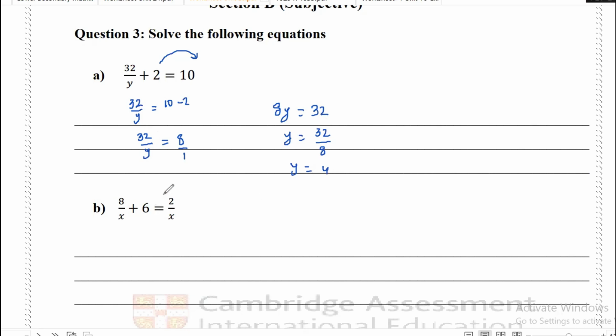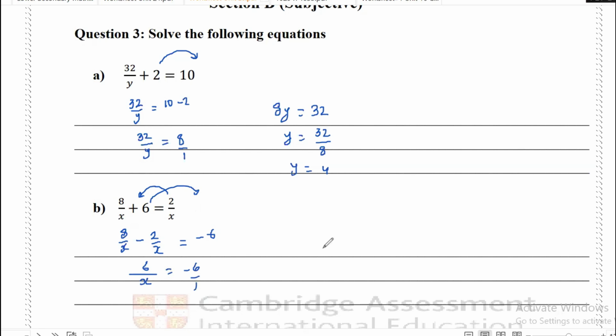The next question is, you can take 2 over x from right to left. It becomes 8 over x minus 2 over x is equal to minus 6. Just take this one to the other side. So if it is plus on the left, on the other side it would be minus. And as you can see, x and x are both the same denominator, so that is your LCM. So 8 minus 2 gives me 6, minus 6 over 1.